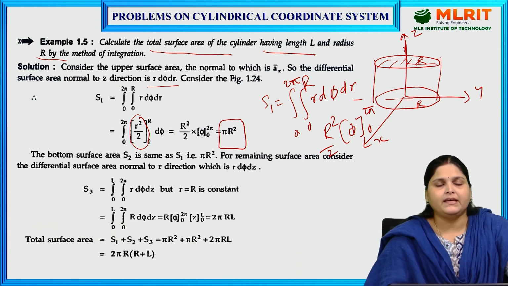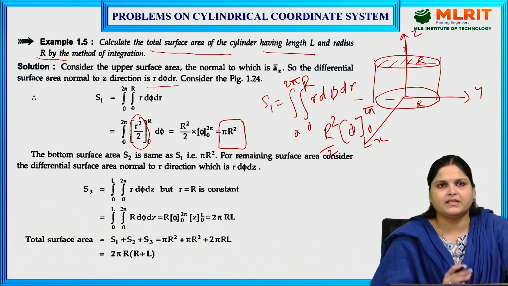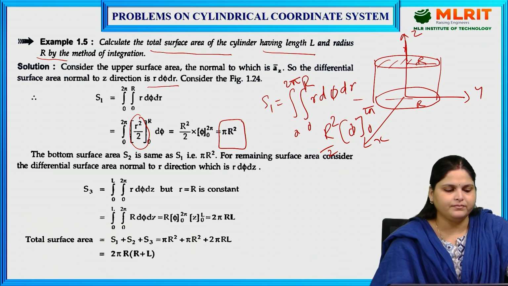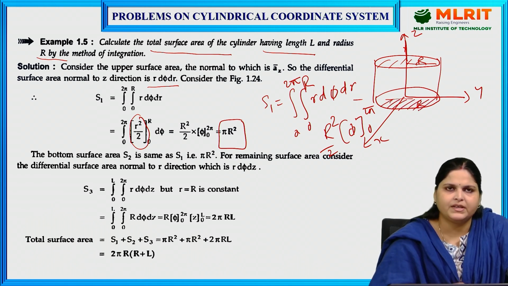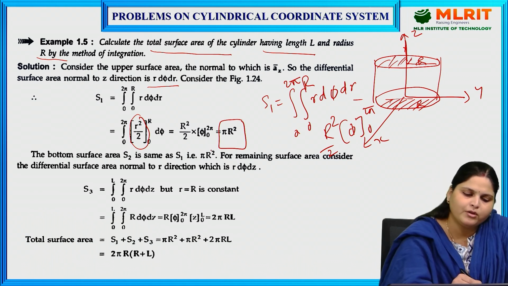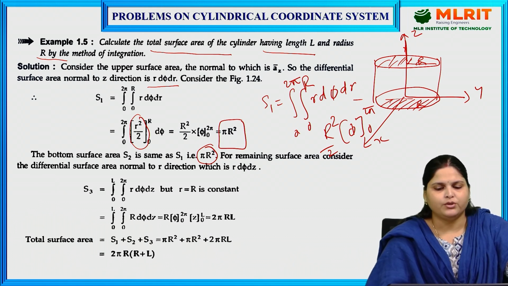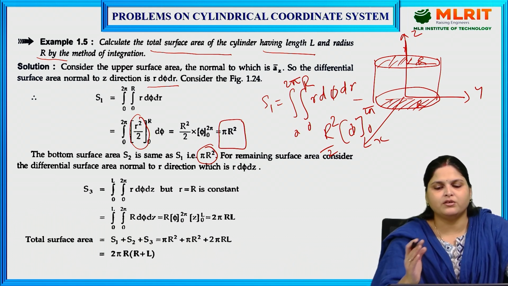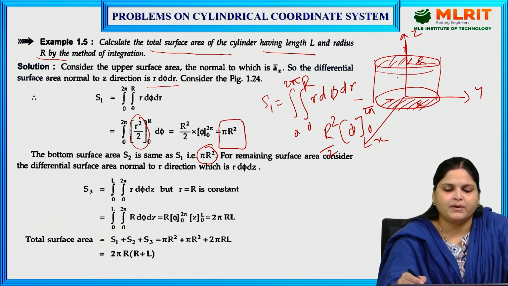This is basically a Z constant surface, right? Because we can see the azimuthal angle phi and the radius are varying, but Z is not varying. Now, the other area is this bottom, which will be the same as the top surface. So its value will also be pi R square. Two surfaces are completed.